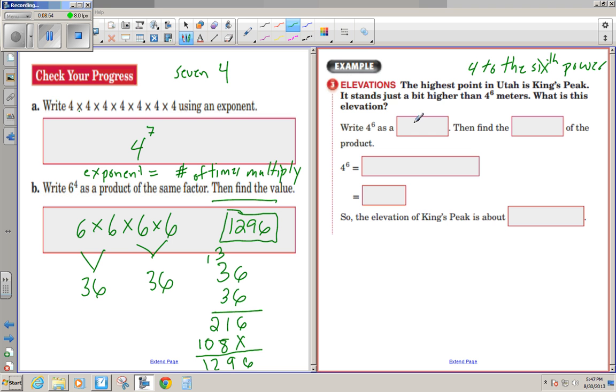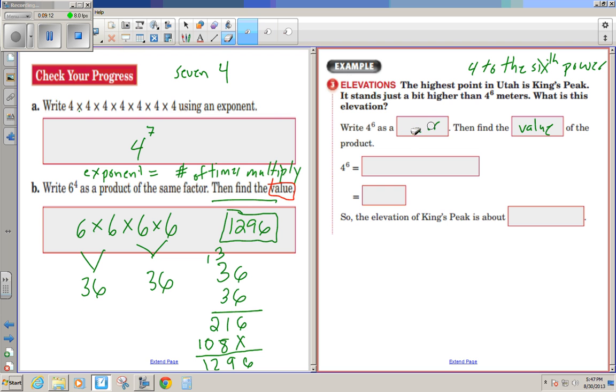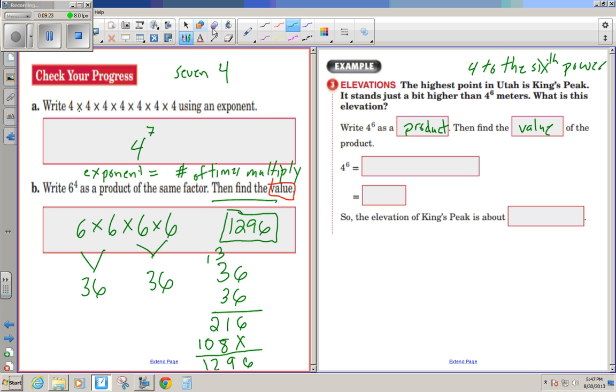All right, so the way this is set up, write 4 to the 6 as a factor. Then find the value. What we're doing is we're trying to use this terminology over here. Not as a factor, I'm sorry, as a product. So first we find the product, and then we find the value.